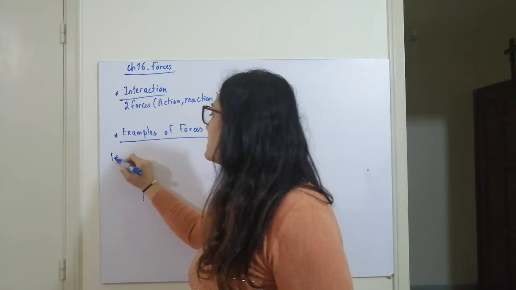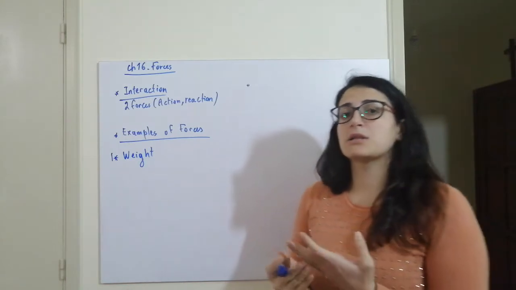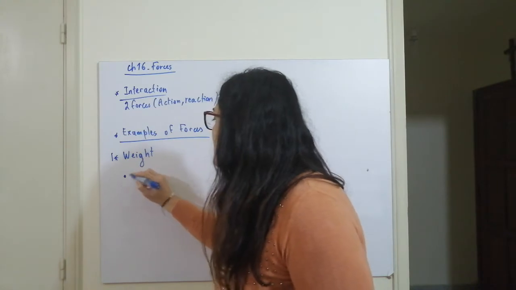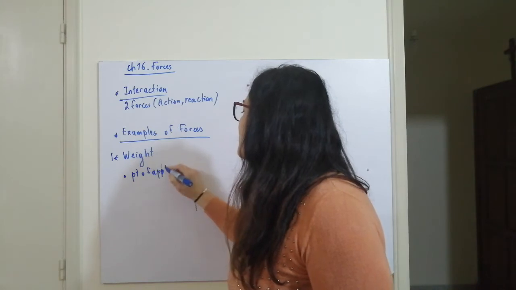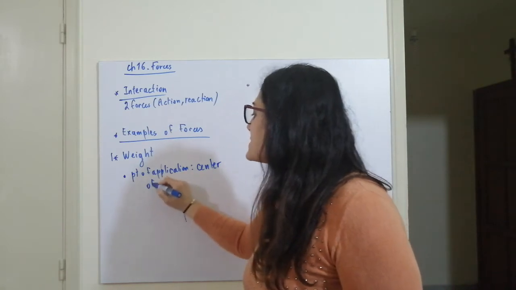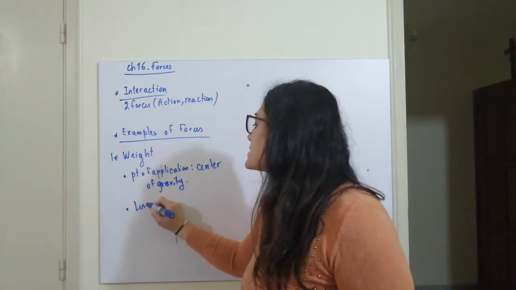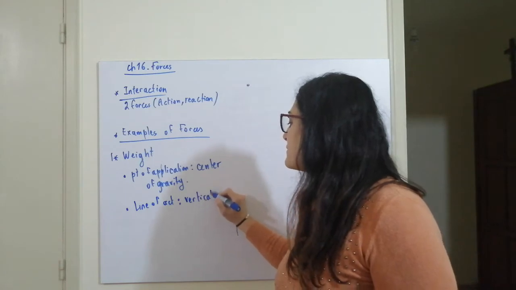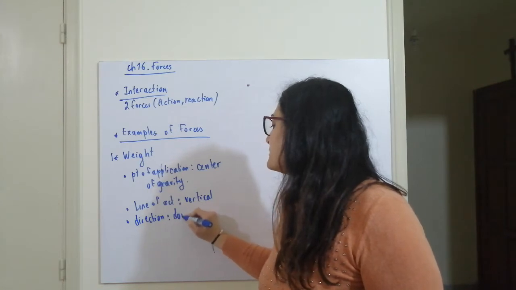The first one is the weight. When I talk about the weight, it's the action that the Earth applies on any object on its surface. First, the point of application: it is the center of gravity of the object. Second, the line of action: it's always vertical. The direction is downward.